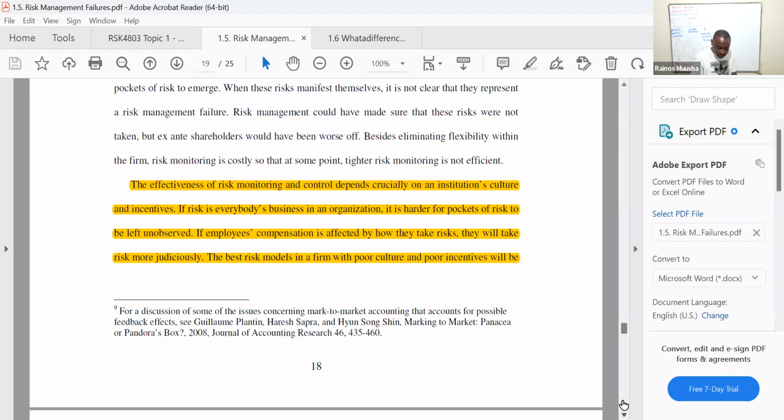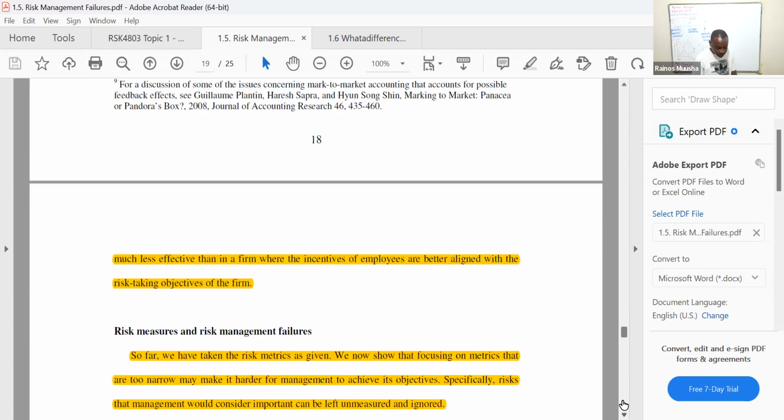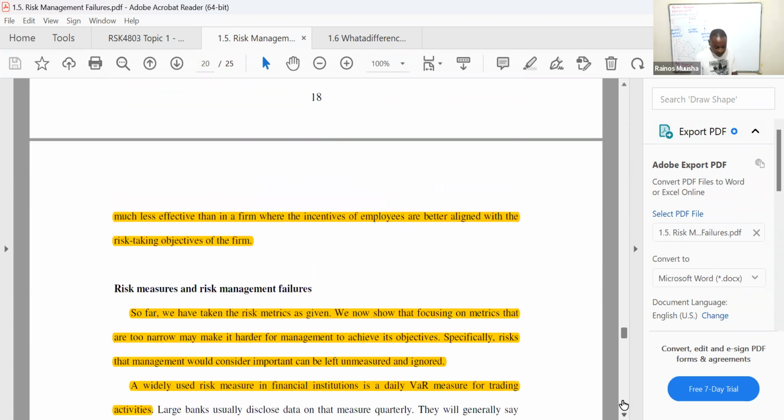So if employees' compensation is affected by how they take risks, they will take risk more judiciously. So the best risk models in a firm with poor culture and poor incentives will be much less effective than in a firm where the incentives for employees are better aligned with the risk-taking objectives of the firm. Then we also look at risk measures and risk management failures as well.